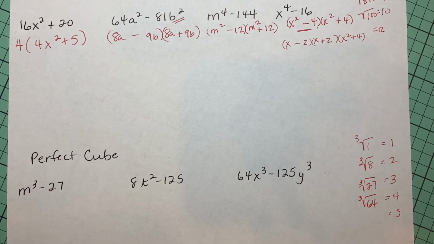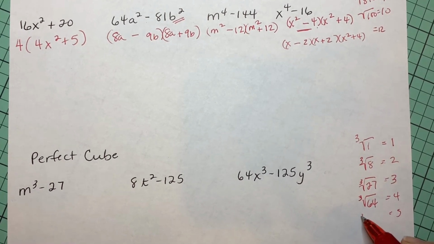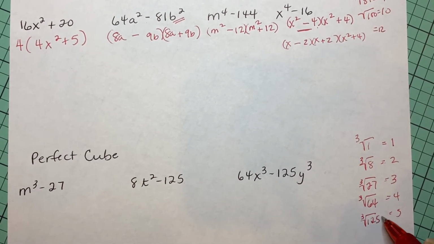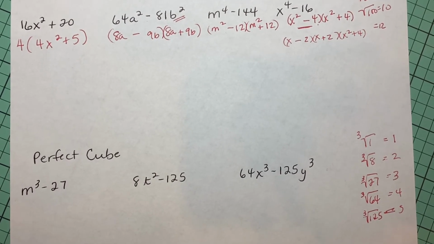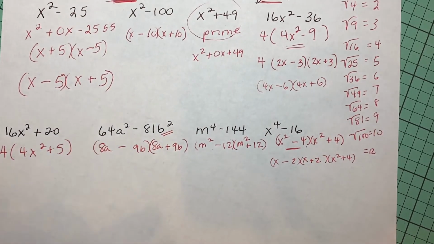So the cube root of 64 is 4. And then 5 times 5 is 25, times another 5 is 125. So the cube root of 125 is 5. So those are all of our perfect cubes. Now, the difference of squares is going to be 2 terms, and it's going to be split in 2.